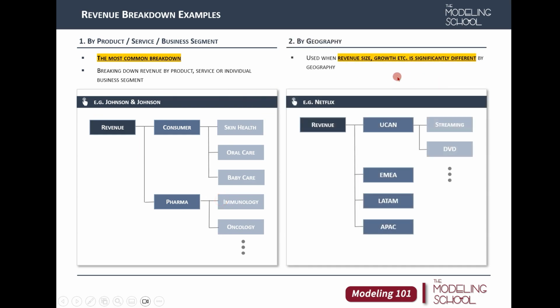Another common cut is by geography. When the company is operating in many countries, we often split our revenue into geographies. For example, Netflix works in many countries, so we have the revenue split down for the US, so North America, EMEA, Latin America, and Asia Pacific. And then they further divide it into product types. So we can see that sometimes we use a combination of these breakdown methodologies.